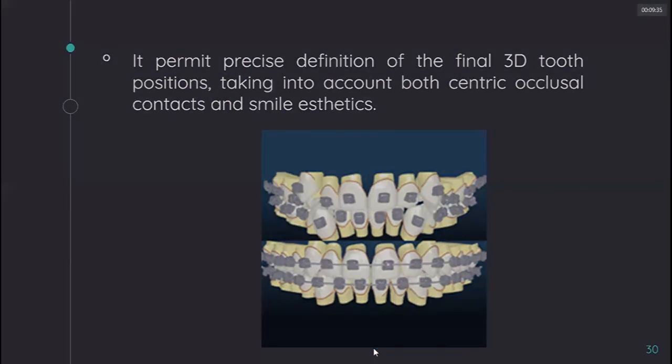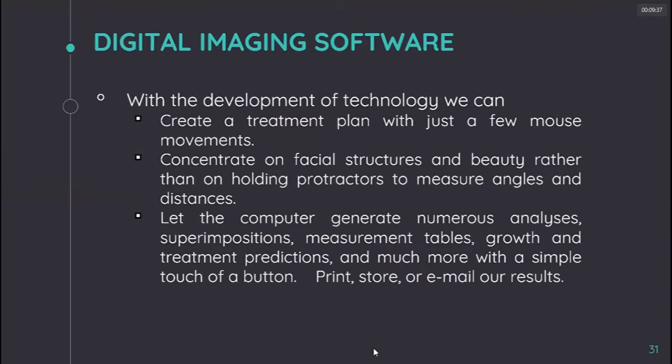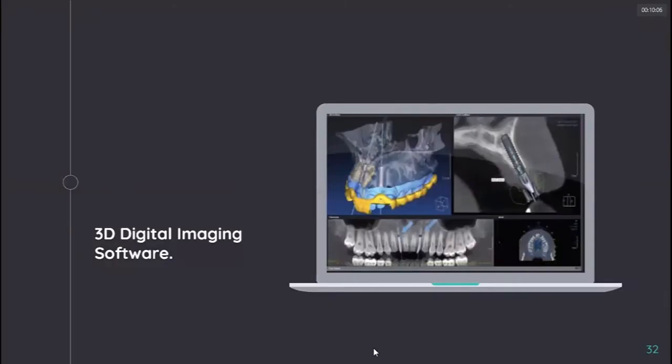Digital imaging software. With the development of technology, we can create a treatment plan with just a few mouse movements, concentrating on the facial structure and beauty rather than on holding protractors to measure the angles and distances. And the computer itself generates numerous analyses, superimpositions, measurement tables, growth and treatment predictions, and much more with a simple touch of a button. And all we need to do is print, store, and email out the results. This is a 3D digital imaging software.